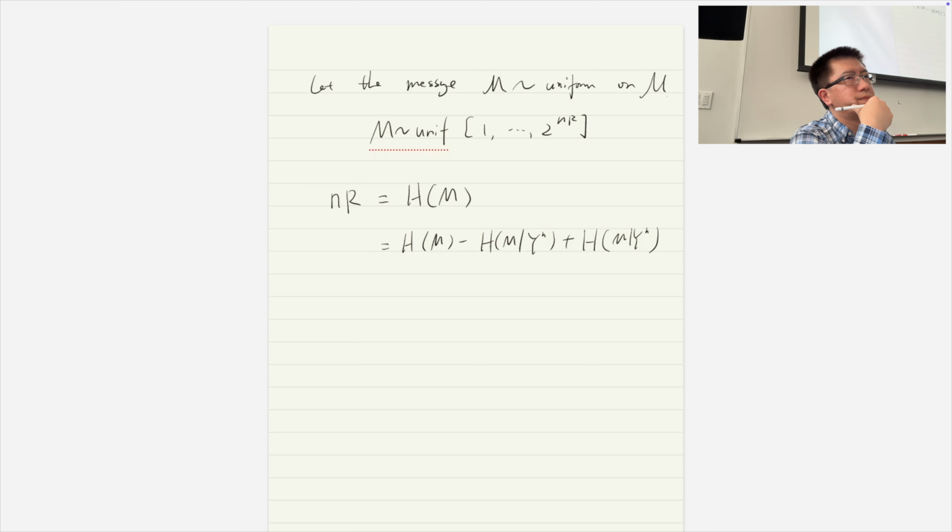Okay, so now we have something nice. This is the mutual information between M and Y. Does that remind you of anything? M is our source information, and Y is our received information. We want to estimate M from Y. So can we deal with that? Can you give me an upper bound of the conditional entropy?